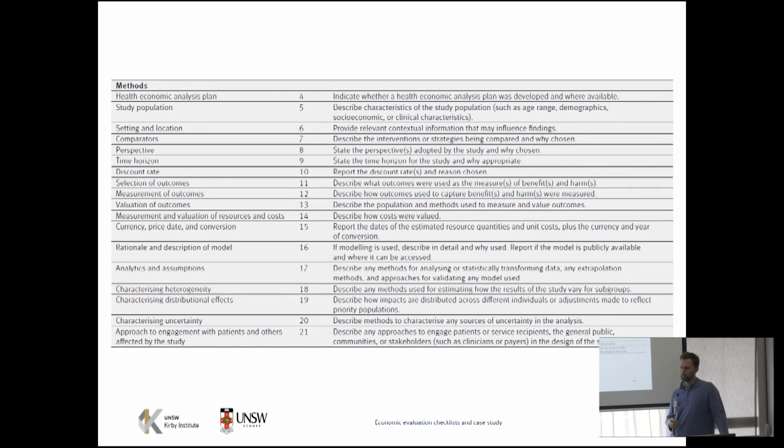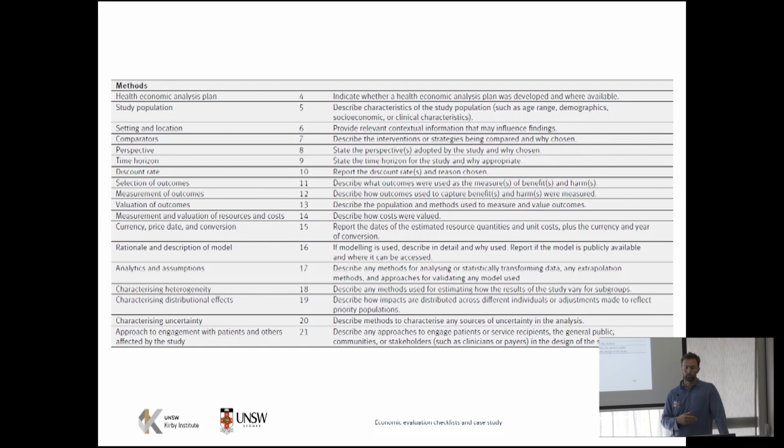The rationale and description of the model, so if you're doing a modelling study, outlining the rationale behind that. The assumptions that you've used in your economic evaluation. Characterising heterogeneity, so whether the costs and the benefits are different in subpopulations. Typically you do that in a scenario analysis. Characterising distributional effects, so are you seeing a lot of benefit in a small number of patients, or a small benefit in a lot of patients. Characterising uncertainty, so this is talking about sensitivity analyses.